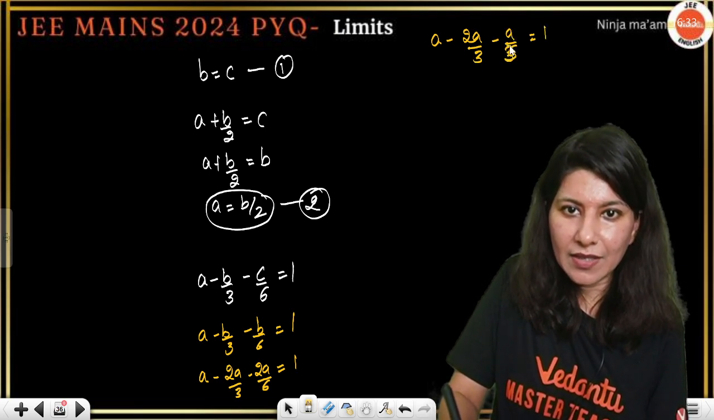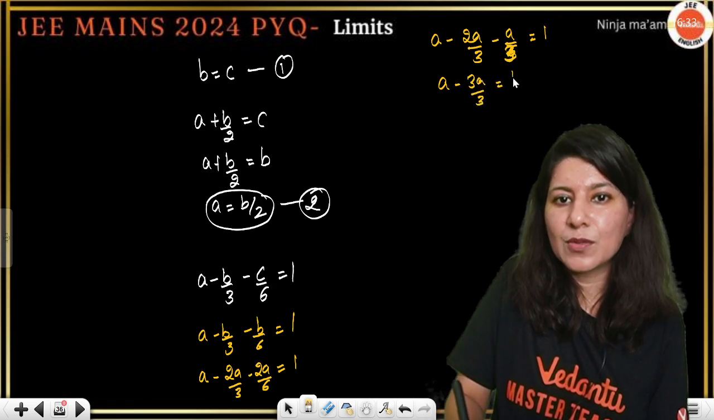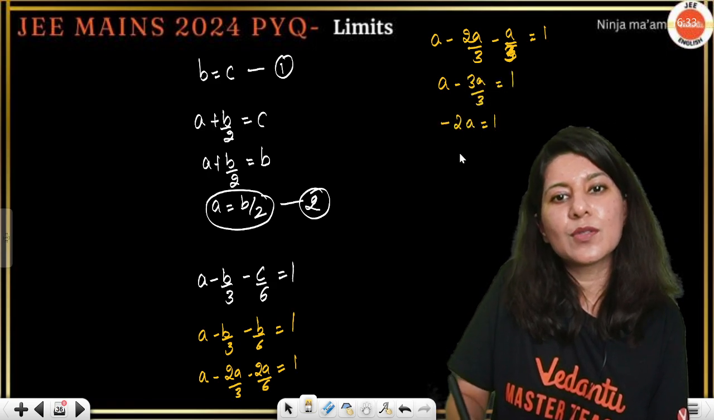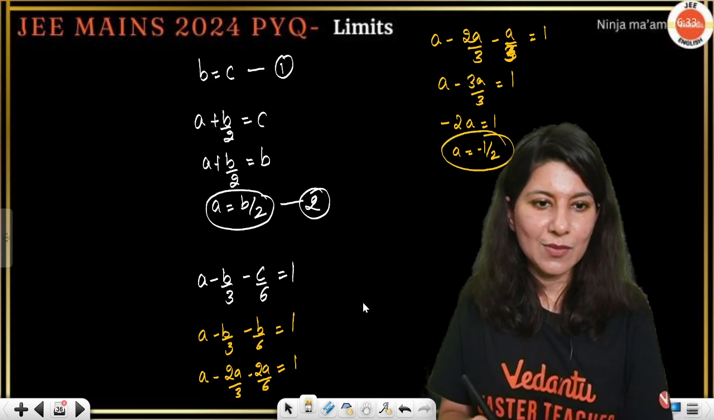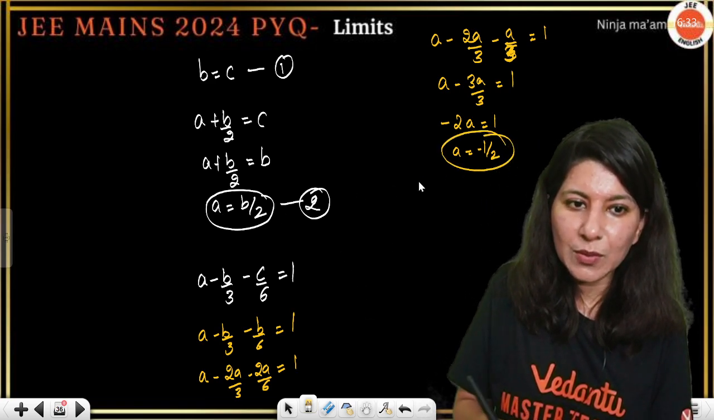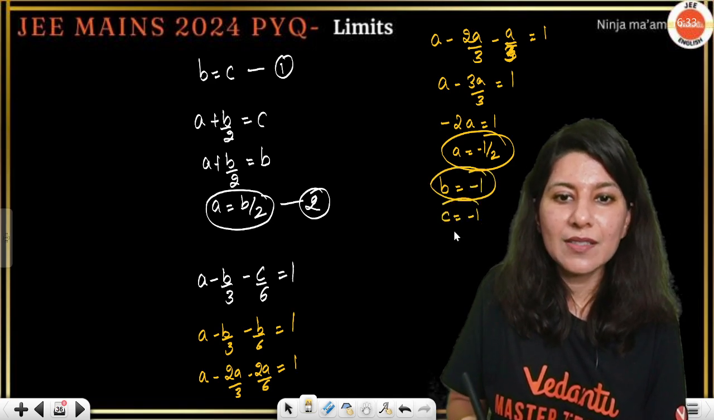So a minus 2a by 3 minus a by 6 equals 1. Sorry, a by 3, right? So a minus, this is going to be 3a by 3 equals 1. So minus 2a is equal to 1. a is minus 1 by 2. a is coming out as minus 1 by 2. If a is minus 1 by 2, b is 2a. So b is minus 1 and c is also minus 1, right?